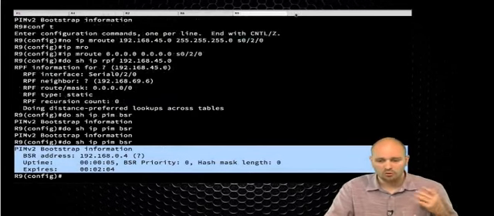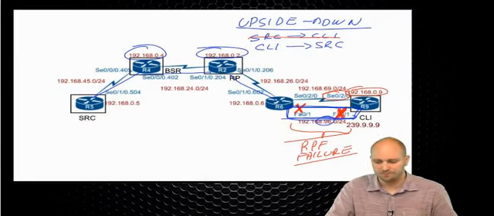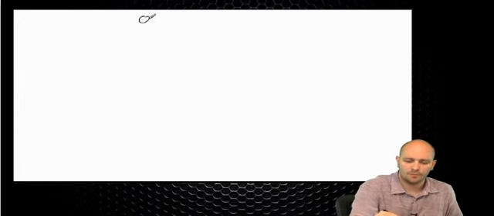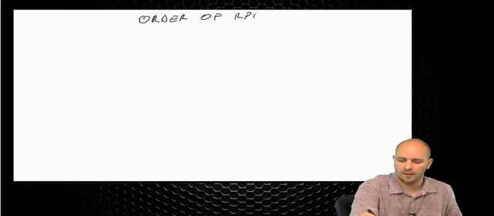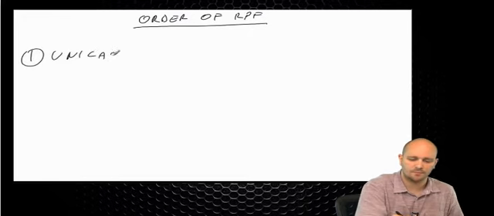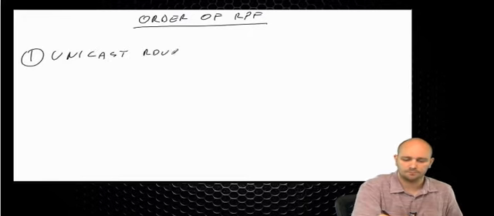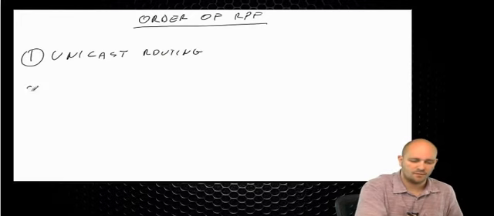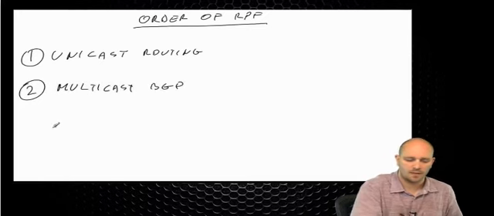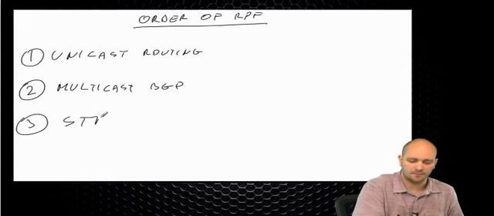Now, you can also use multicast BGP for this purpose. I'm not going to use that example now, but the order of RPF verification is as follows. The first thing that is going to be checked is the unicast routing table. Then we are going to have multicast BGP. And three, we are going to have static.